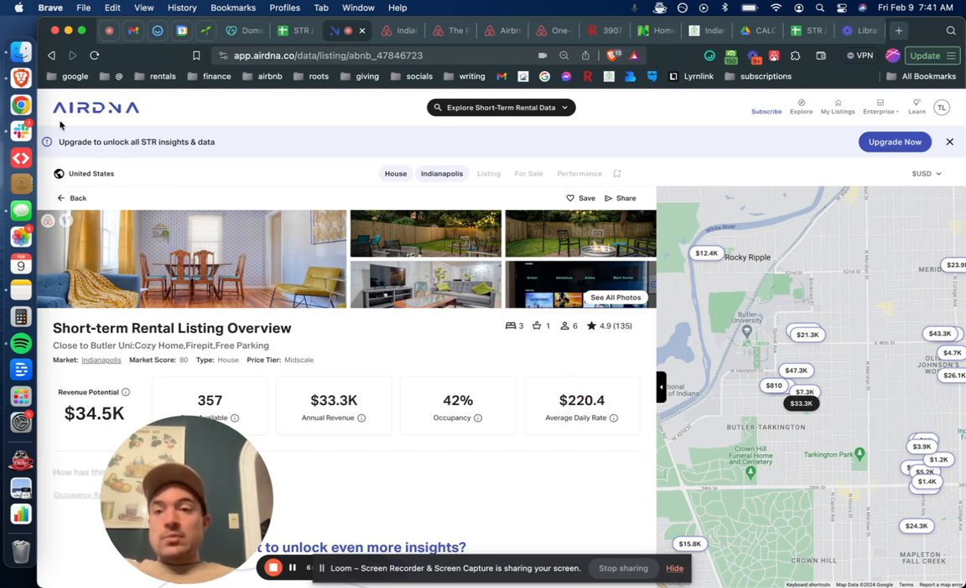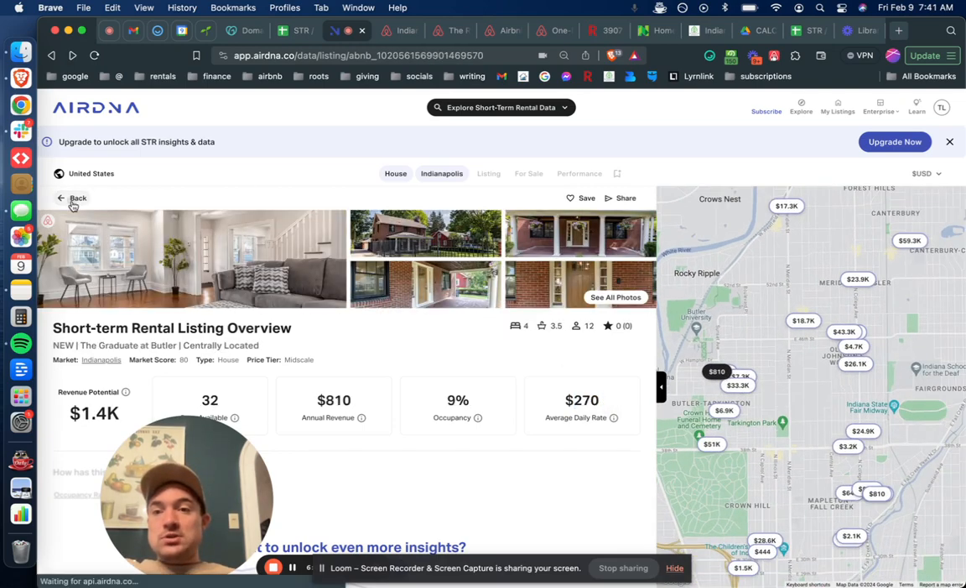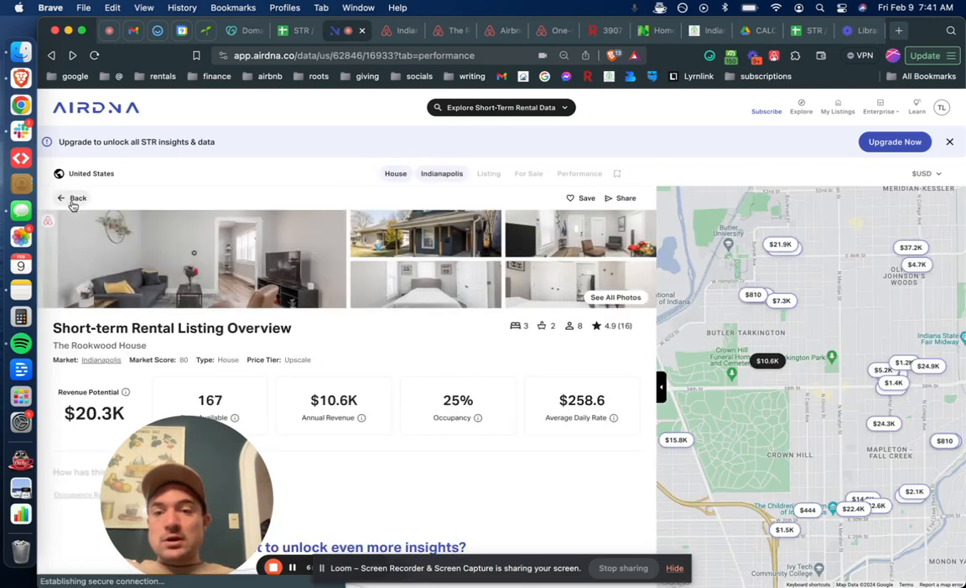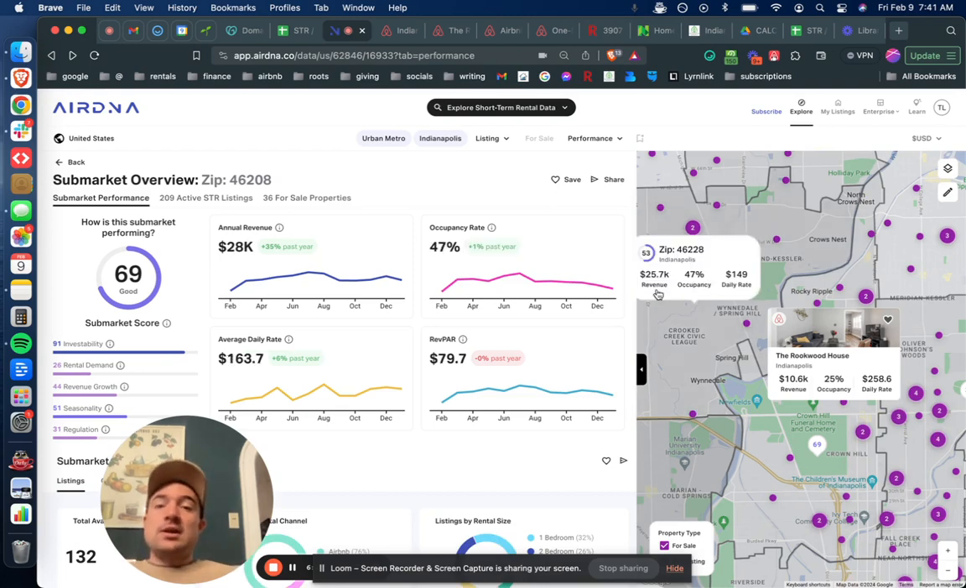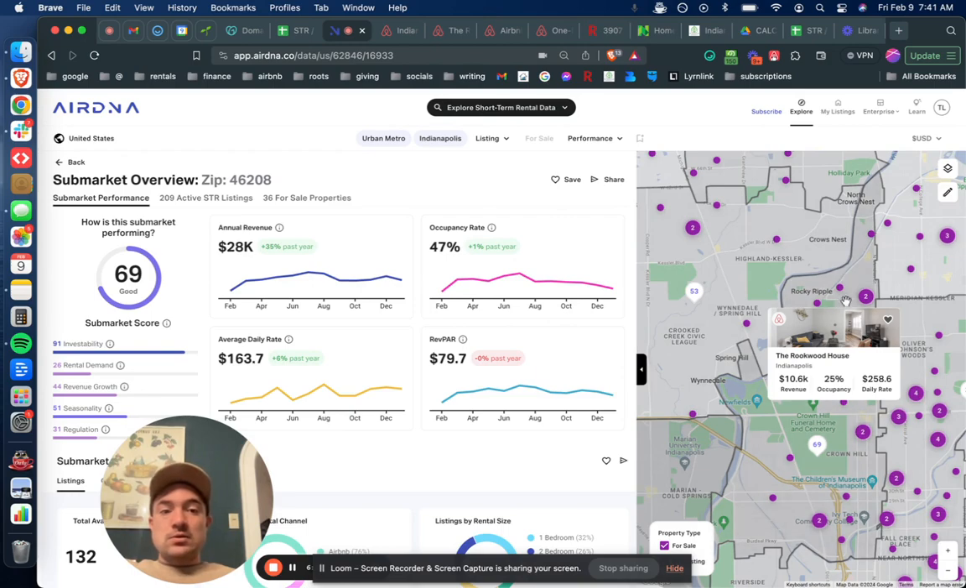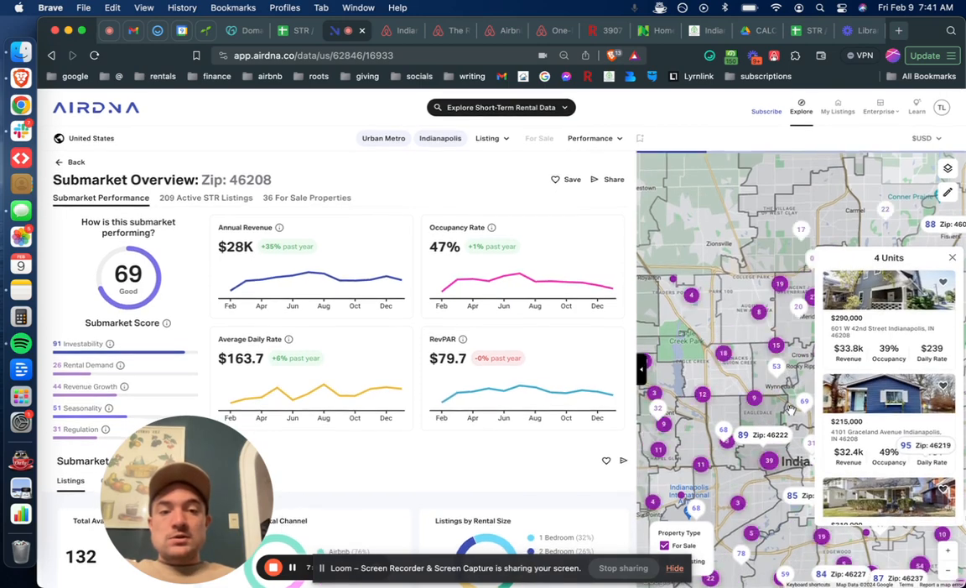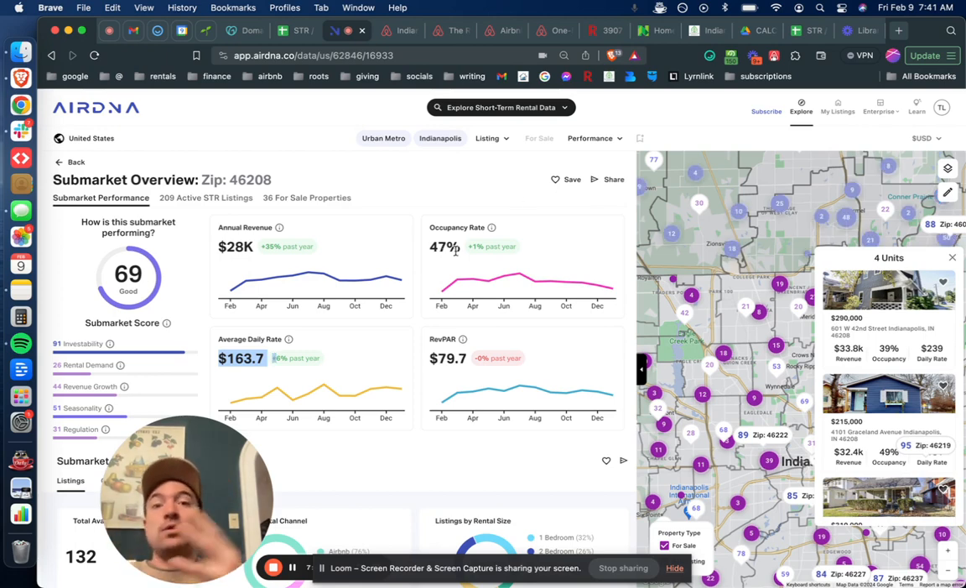Okay. But if you go to the initial page on AirDNA, you can see the broader Indianapolis market view and then the submarket overview. But if you look at the entire zip code that we have here, right here, you can see it says we have an occupancy rate of 47% with an average daily rate of 163. So all of this is data points I'm using to think, what can my average daily rate be and my occupancy rate? And you'll see we will multiply those two numbers to get the monthly income.